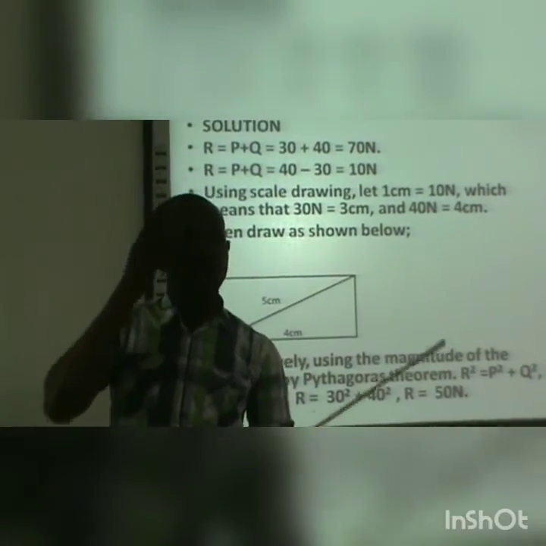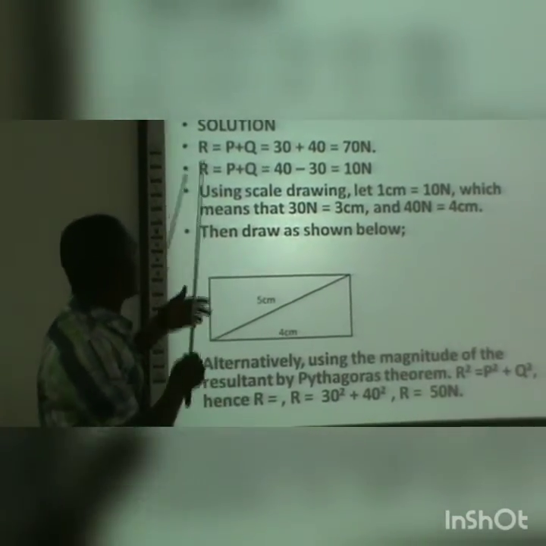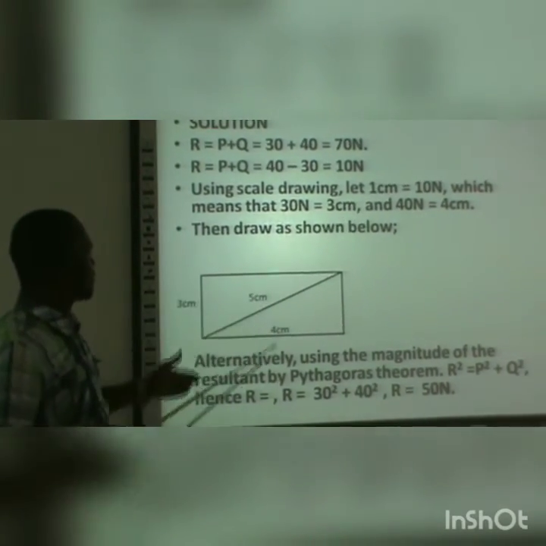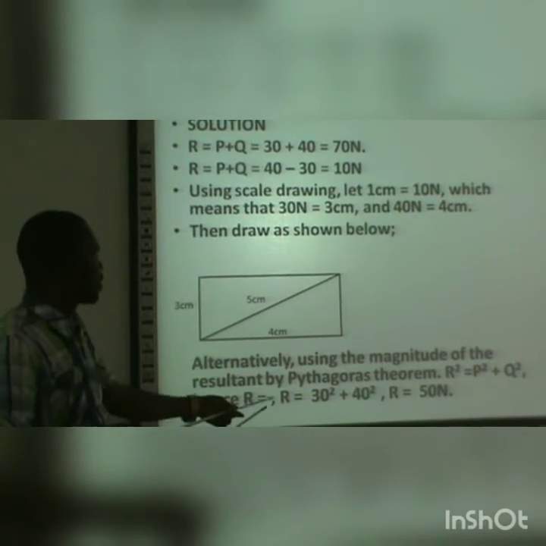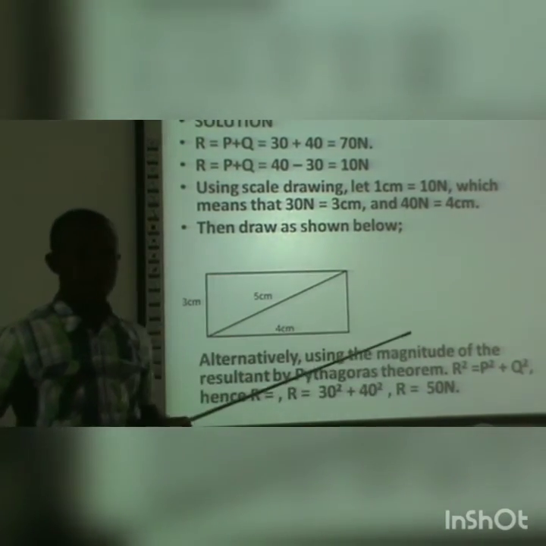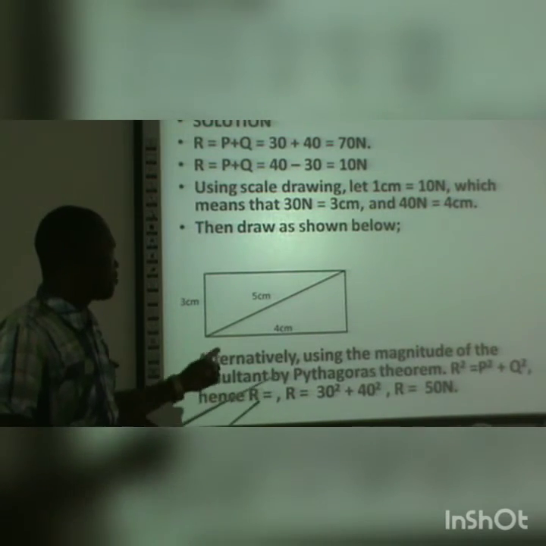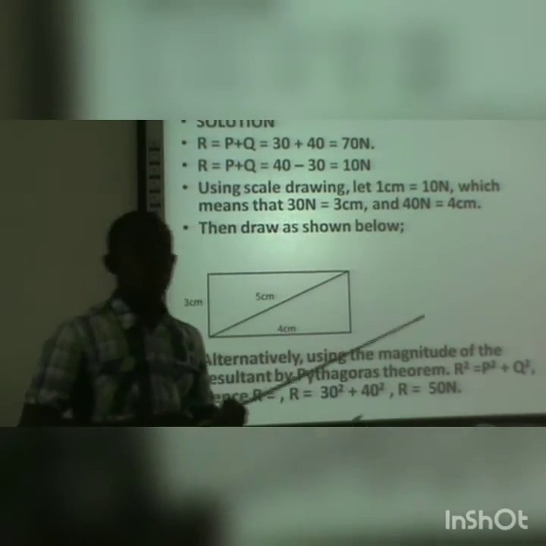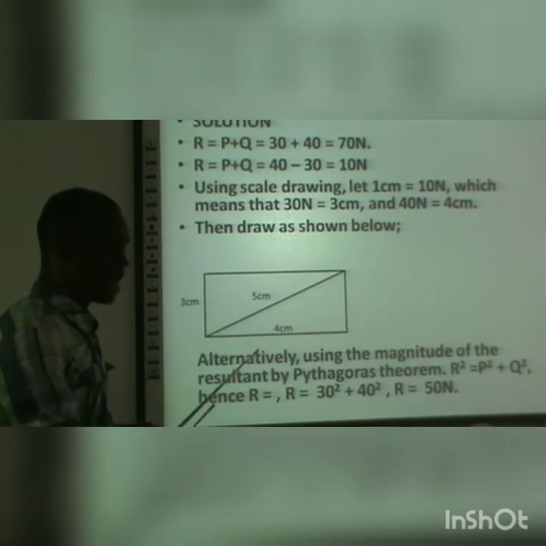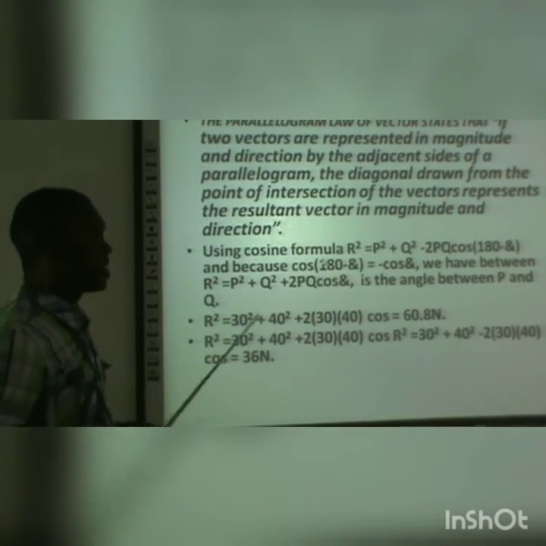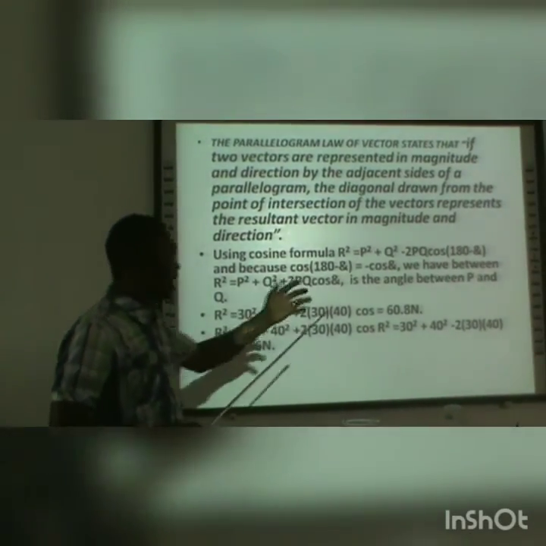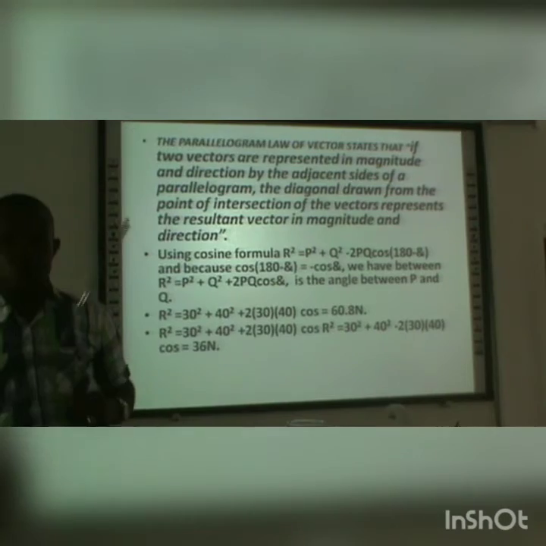Another method of solving that is using Pythagoras theorem. In Pythagoras theorem, you will now see that R equals P plus Q, which is ordinary, but using Pythagoras theorem, we have that R equals the square root of P squared plus Q squared. That will give us the resultant of the vector. If we now substitute that, we will get the answer as 50 newtons.